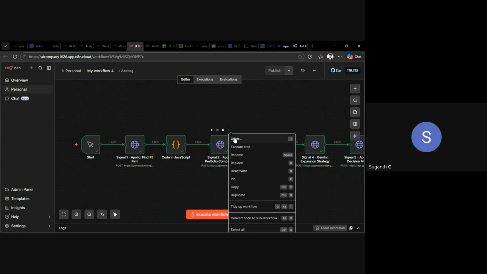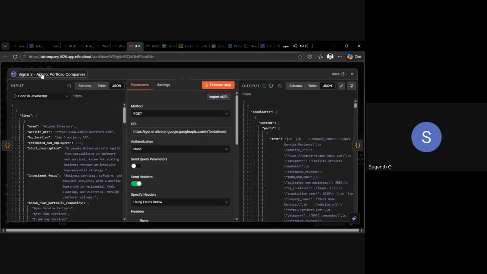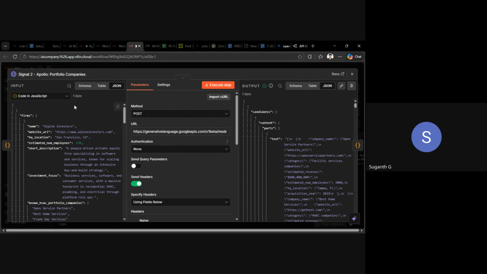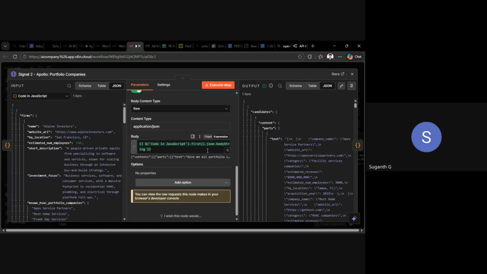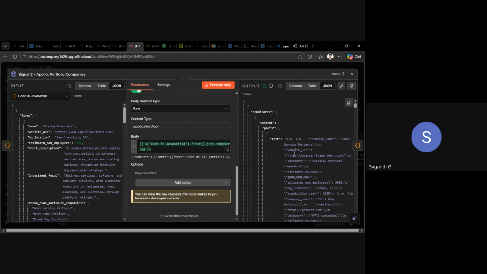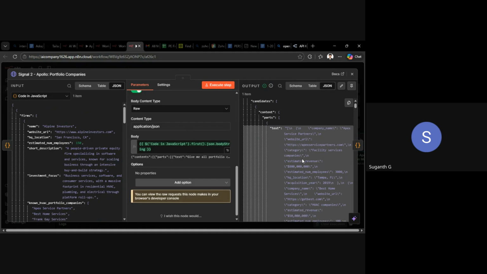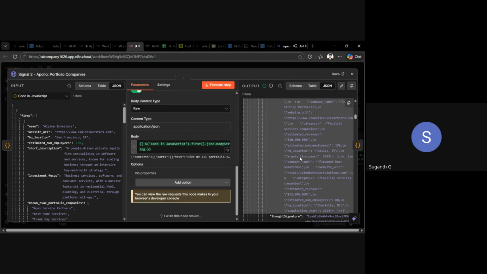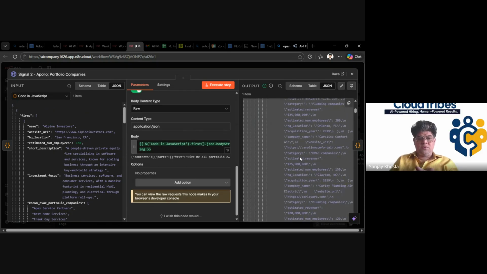Yes, sir. Here's the signal 2, which is finding the portfolio companies from the private equity firms. So on the left side we got the private equity firms data here, and after running the portfolio companies research using Gemini, we get the data of the portfolio companies here in the output. Okay. So it's Apex Service Partners and their website URL, and then much more details about that, and also other companies. Okay, that's wonderful.